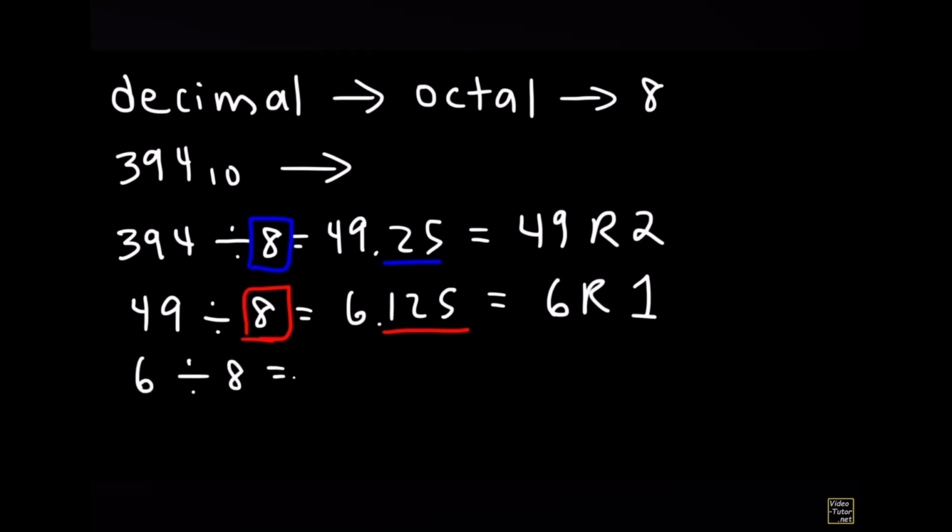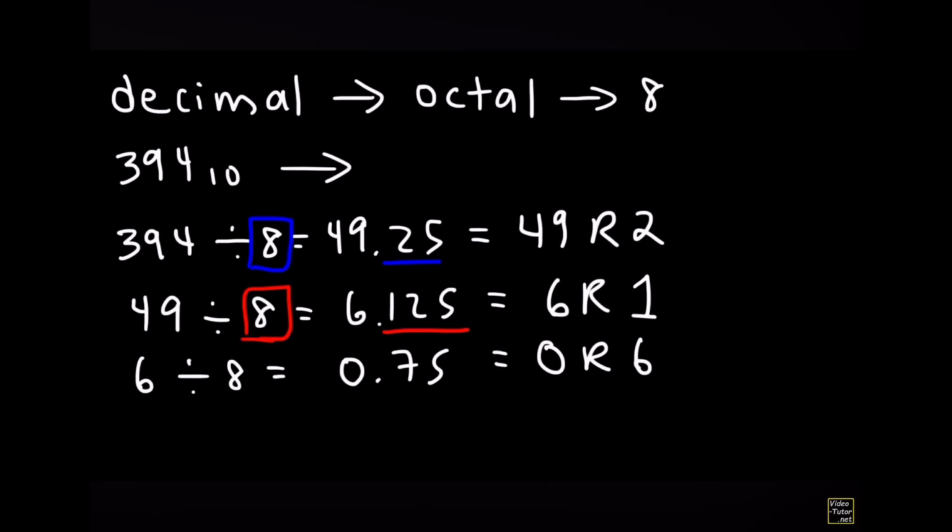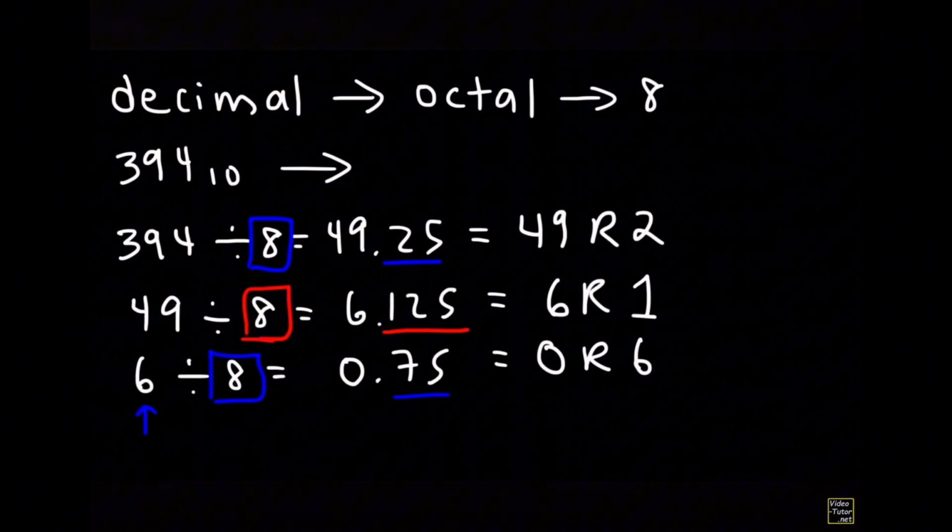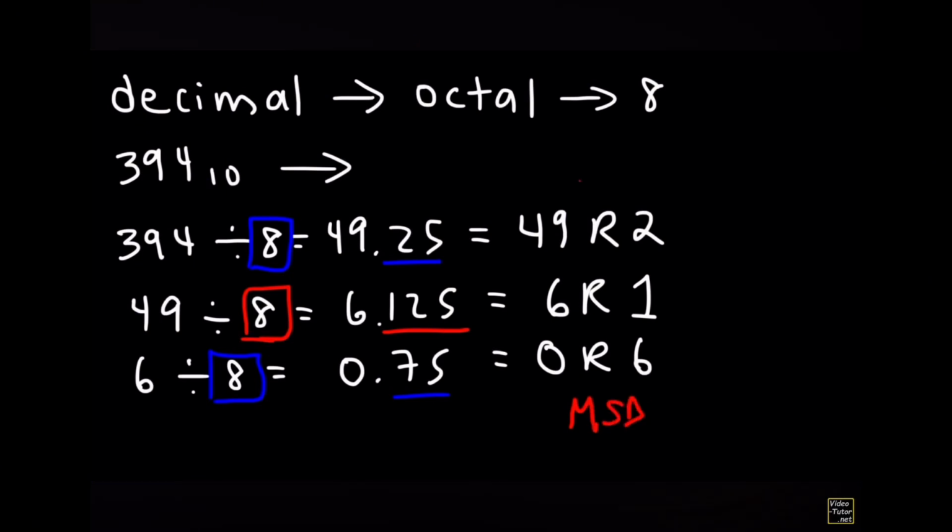Next, take the 6 and divide it by 8. Because 6 is less than 8, we could say that 8 goes into 6 0 times, with a remainder of 6. If we take 6 divided by 8, it's going to give you 0.75, and if you multiply 0.75 by 8, it's going to give you 6. And now, the way you read your answer is to read it starting from the most significant digit to the least significant digit. So read the remainders from the bottom to the top.